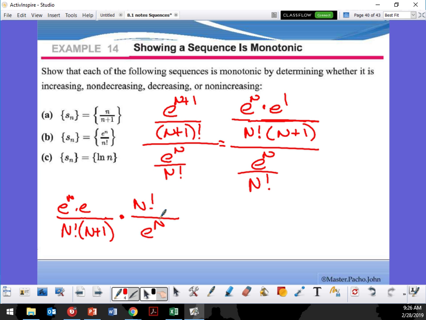So what's going to happen now? Now that I have this set up as a ratio, e to the n's and n factorial cancel, and I'm left with e to the first over n plus 1, right? So, is there an n over my e anymore?